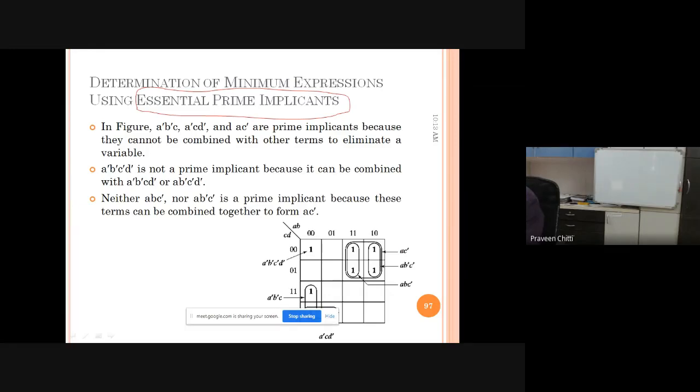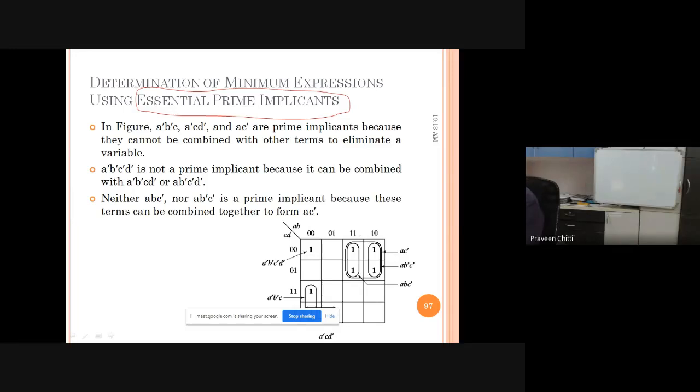Many a time they will ask, write all the prime implicants from the K-map and identify the essential ones. I hope you will be able to do this. Is the difference between prime implicants and essential prime implicants clear?